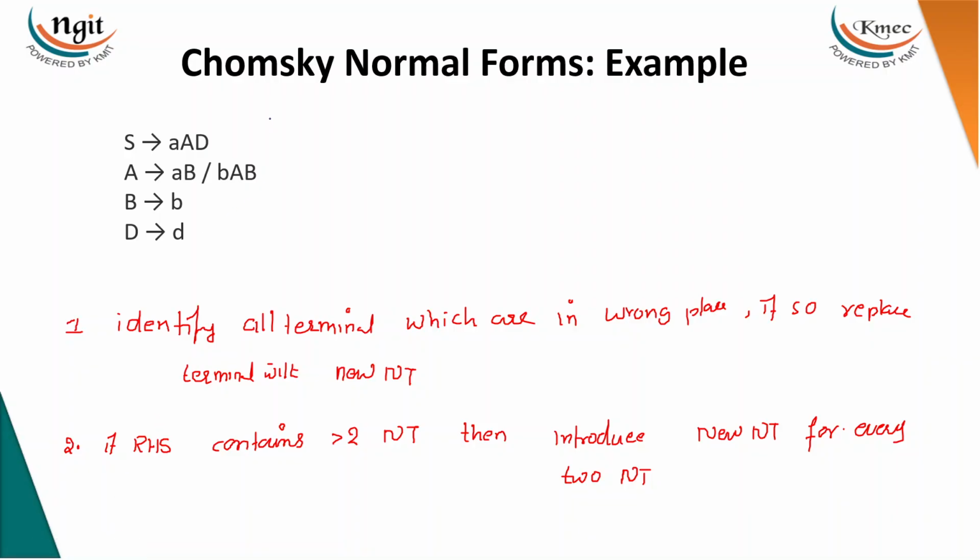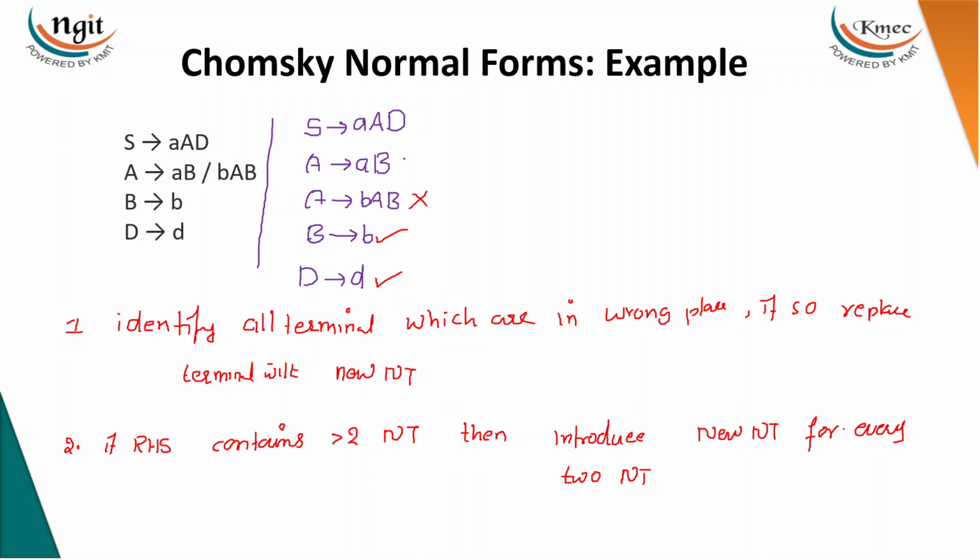First identify the productions. S tends to AAD, written individually, then A tends to aB, and A tends to bAB, B tends to b, and D tends to d. In CNF, on the right hand side either two non-terminals or a single terminal is allowed. So the last two are not violating the rule. But these are violating it, because only two non-terminals or a single terminal are allowed. So these three are not in CNF.